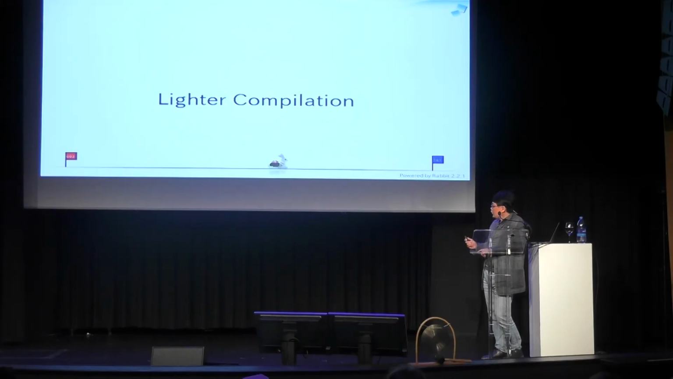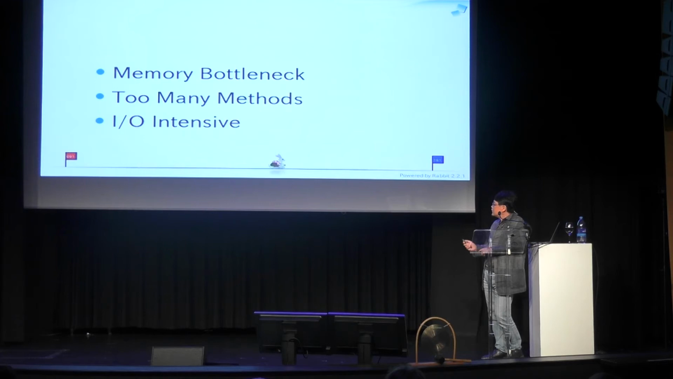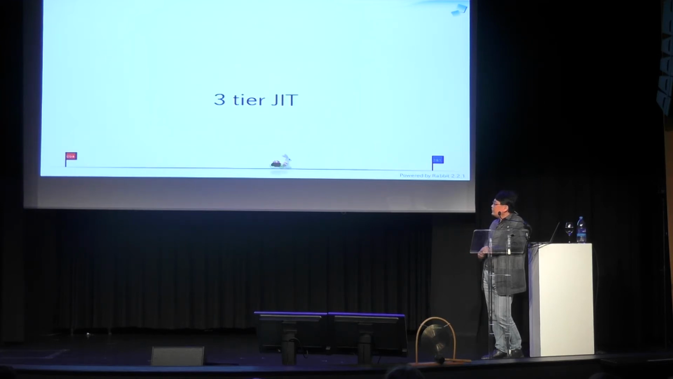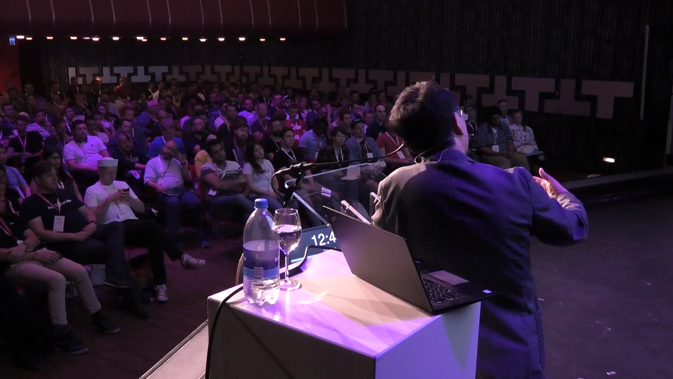So we are going to have the lighter compilation, and then we are going to have a 3-tier JIT. I mean, some methods run in the VM, right? Then some hot methods are compiled by the lightweight JIT, and then very heavy CPU-intensive methods will be compiled by the optimized MJIT. So that kind of 3-tier JIT will come into Ruby 3. I don't think it will come into Ruby 3.0, but later in Ruby 3.